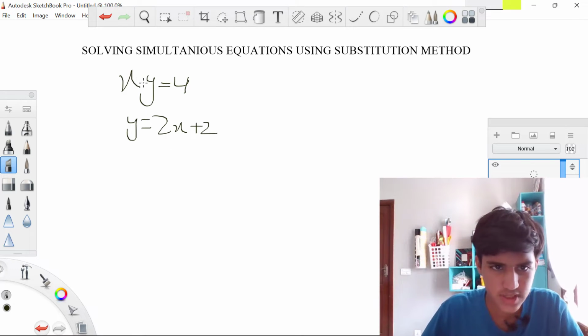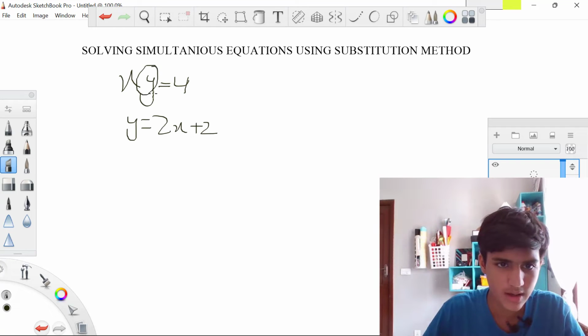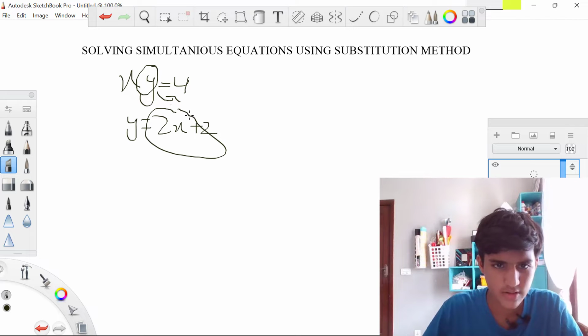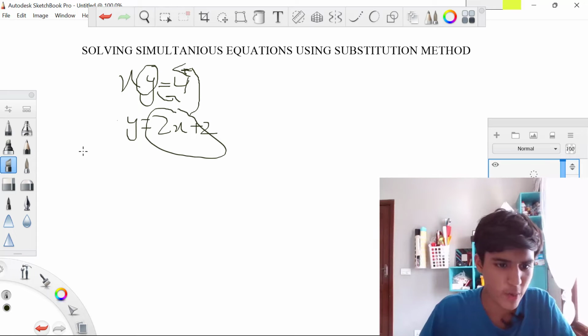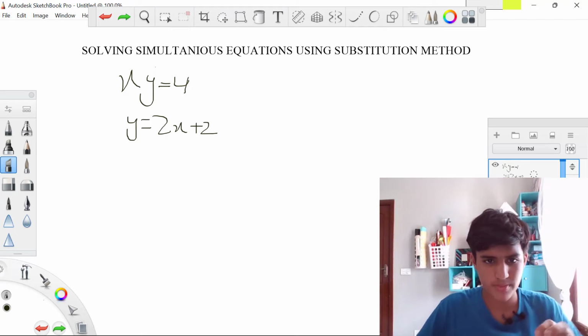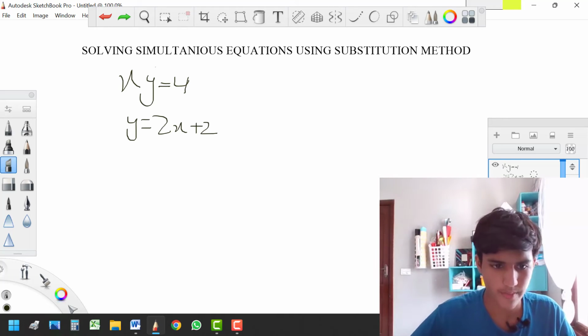Since no one wants to deal with having a variable as a division or as a fraction, we're going to be placing this equation into the place of y in the other equation. Let us begin.